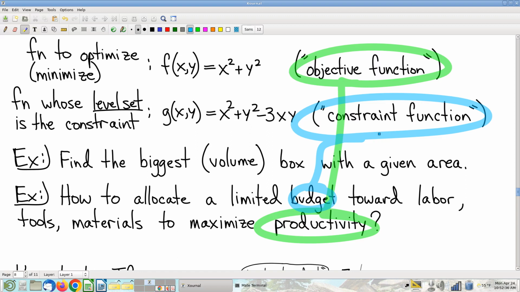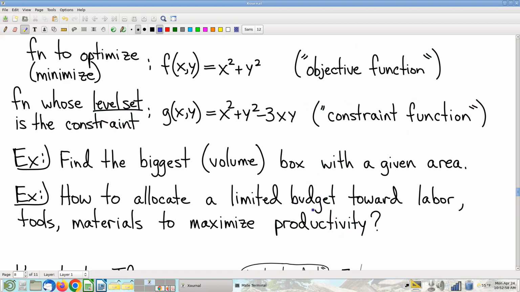So in that case, would the constraint function just be a constant? Yeah. Well, that is a requirement, actually. To be called the constraint function, we need the constraint to be a level set of the constraint function. And of course, level set means it equals a constant. Does that make sense? Yeah. Okay.